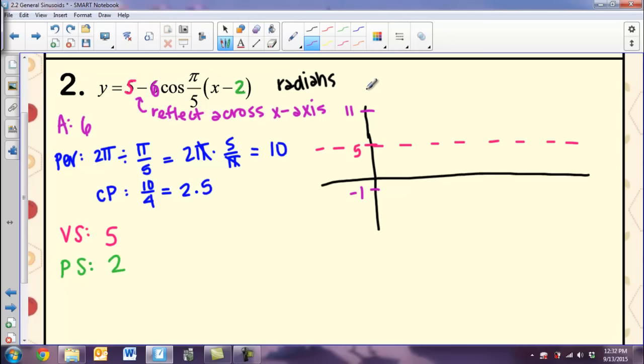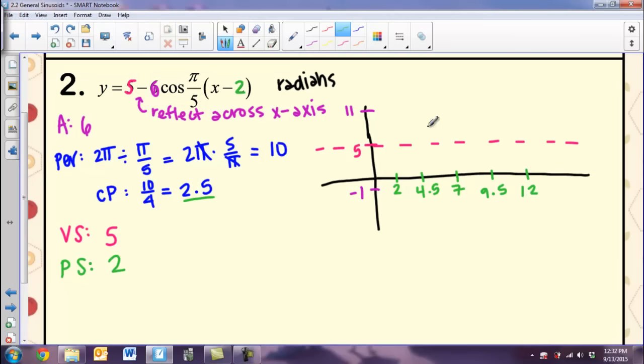The next thing that we need to do is tell myself where to start. Where's my phase shift? So my phase shift is starting at positive 2. And then every 2.5 after that, I'm going to label my axis. So I'm going to go to 4.5, 7, 9.5, and then one last point for good measure to make sure we end where we started, at 12.